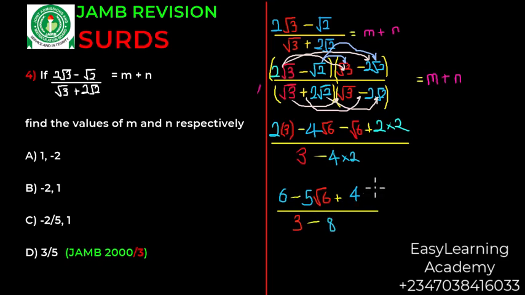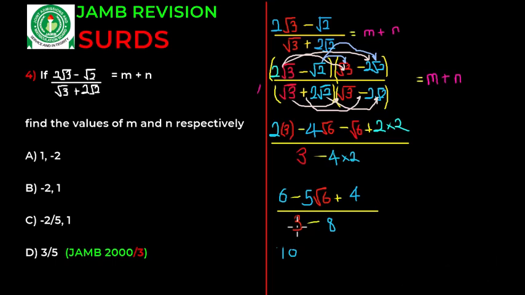Good. Okay, so we can rearrange this. This 4 here will move over here. All right, the sign will not change, because it is not crossing over the sign of equality. So what we're going to have now will be this 6 plus 4 is 10. We're going to have here 10, and then minus, bring down minus 5 square root of 6.